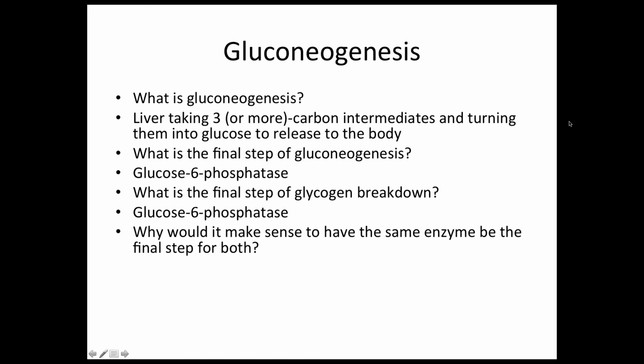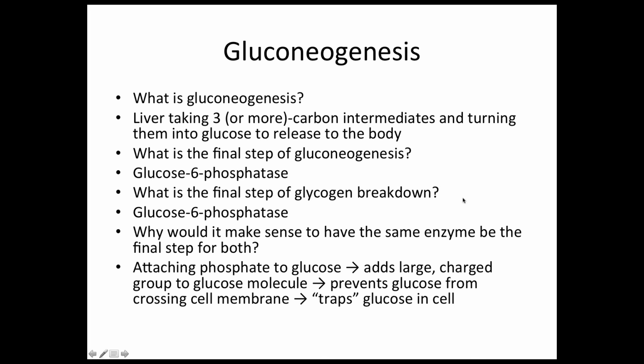So who can tell me why it would make sense to have the same enzyme be the final step for both? I could try. Okay, perfect. Basically, the way the body keeps glucose within our body is to add a phosphate to it, and so the phosphate will be trapped inside. So if we want to go back and make the glucose, we have to take the phosphates off. That's what the phosphatase does. So the glucose 6-phosphatase will take the phosphate off glucose 6-phosphate to make glucose. That's perfect. That was very good.